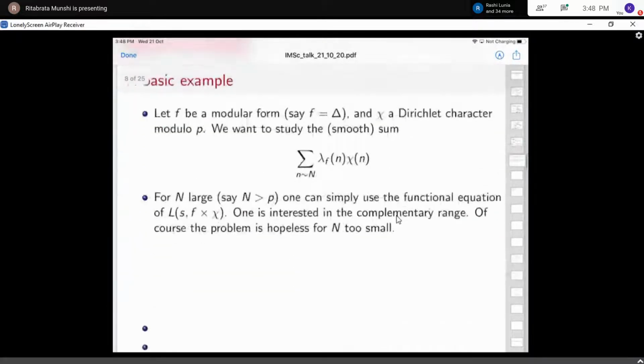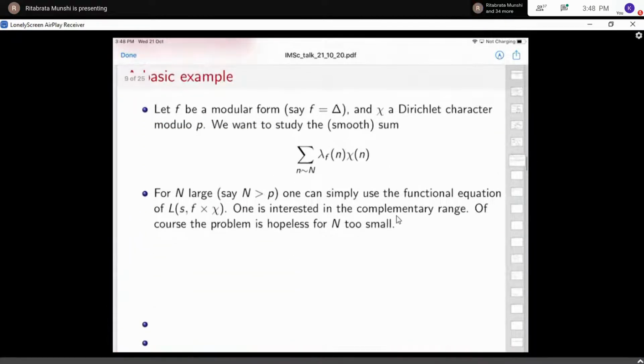Okay, so now let's look at one basic problem. So we're going to use our template and study this particular situation. So we're starting with the modular form F. If you wish, you can just stick to the modular form delta, which is the Ramanujan discriminant form. And that form is going to be fixed in the analysis. Chi is a Dirichlet character modulo P, and I'm going to take P going to infinity. That means P is getting larger. Okay. And we want to study the sum lambda f(n) chi(n), where small n is like capital N.